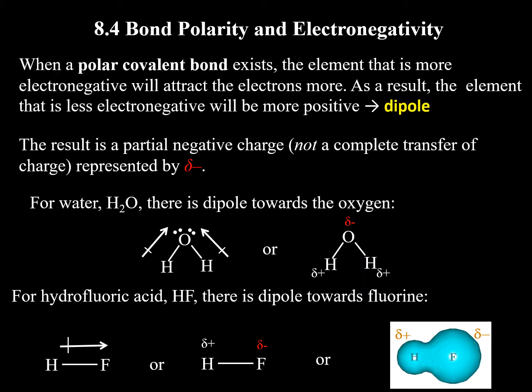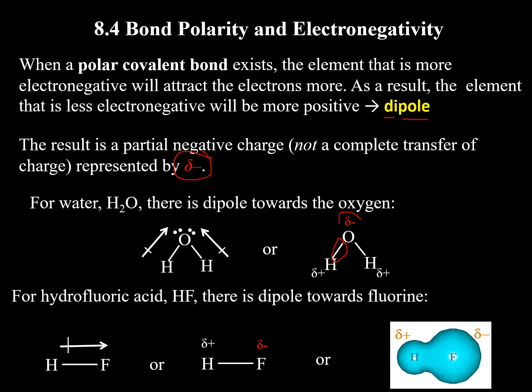So when we have a polar covalent bond, we create something called a dipole. Di means two. Pole, in this case, we have a positive end and a negative end. We can represent this with a partial negative charge, which means in a bond, let's look at water, for instance, we know that in water, the oxygen is more electronegative. So in this particular covalent bond, the electrons will spend more time around the oxygen.